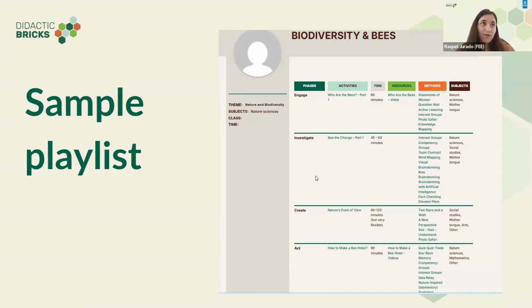As you can see here, it's still a tool in process. You're getting a little sneak peek, but it will be coming very soon to your devices, so you can pick and choose and make this yourself.